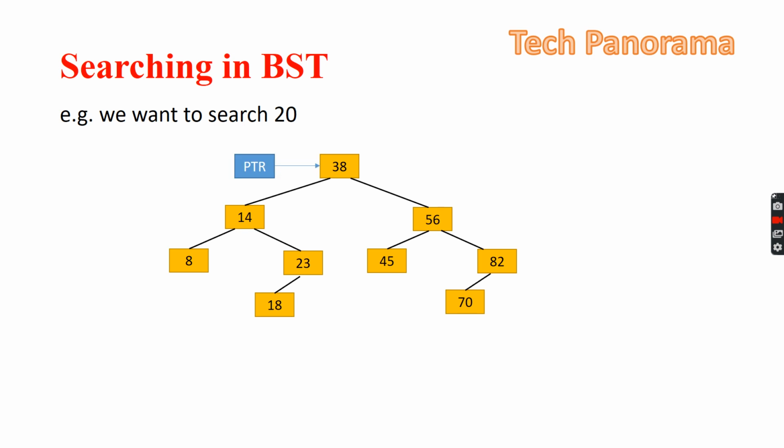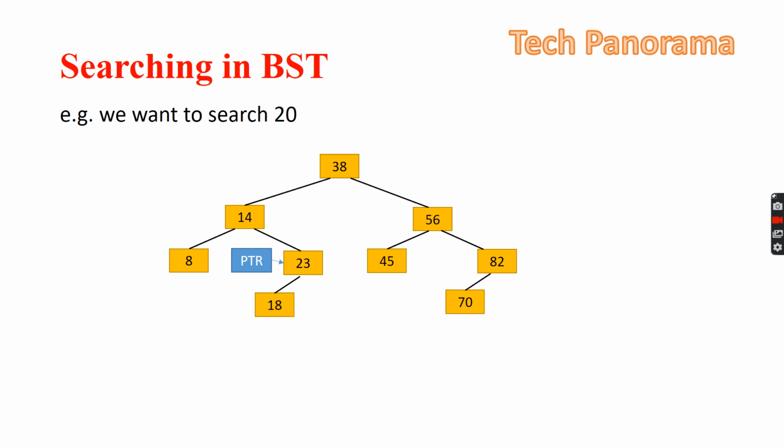Next, we are taking the case where the item does not exist in the binary search tree. So for example, 20. In the same way, 20 will be compared with the root, that is 38. As it does not equal, 20 is less than 38, so we'll move to the left of 38, that is 14. Now we compare 20 with 14. As 20 is greater than 14, we move to the right of 14, that is 23.